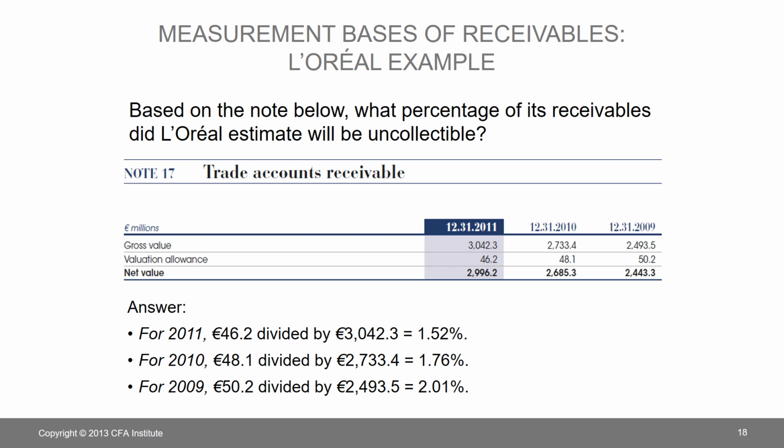L'Oreal's allowance decreased as a percentage of gross receivables over the past 3 years. Now, in general, some factors that could cause a company's allowance for doubtful accounts to decrease as a percentage of accounts receivable include the following. First, improvements in the credit quality of the company's existing customers. So whether driven by a customer-specific improvement or by an improvement in the overall economy.